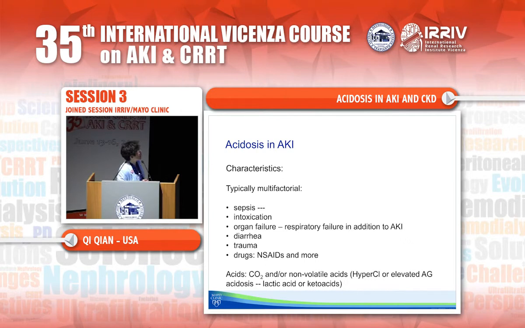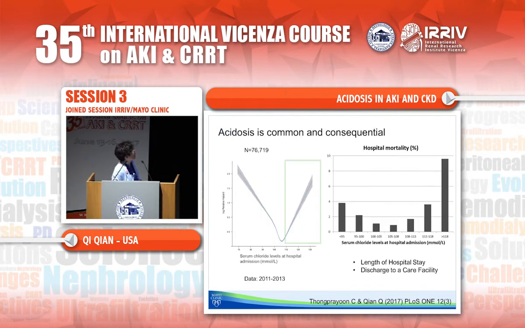So in terms of acids causing acidosis in AKI, it could be respiratory, titratable acidity due to respiratory failure. It could be non-volatile acids, which is normal anion gap acidosis, hyperchloremic acidosis, or elevated anion gap acidosis, which is most common in practice, at least in my practice, lactic acidosis, but could also be a number of other acidoses.